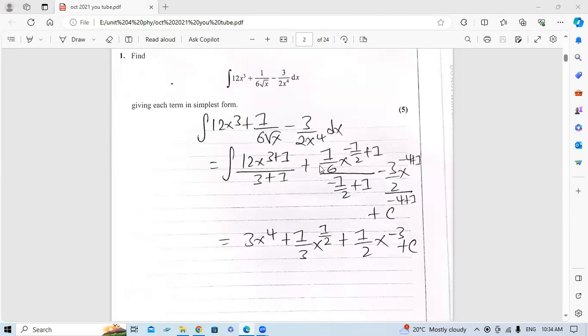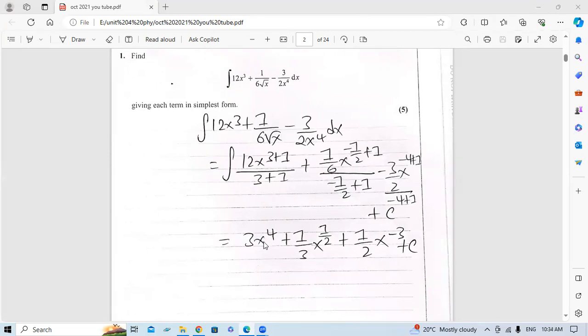plus 1, plus 1 by 6x to the power minus 1 by 2 plus 1, as root over x is represented as x to the power 1 by 2, which will be x to the power minus 1 by 2, minus 1 by 2 plus 1 divided by minus 1 by 2 plus 1, and minus 3 by 2x to the power minus 4 plus 1 divided by minus 4 plus 1 plus c.